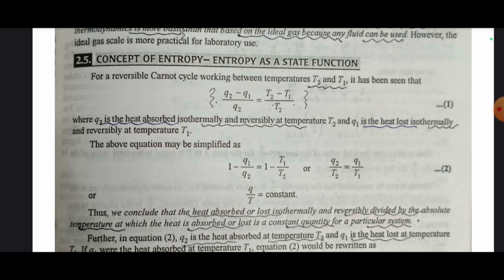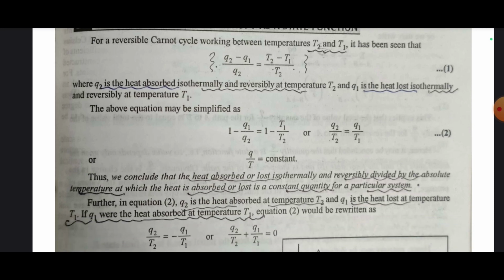2.5 Concept of entropy. Entropy as a state function. For a reversible Carnot cycle working between temperatures T2 and T1, it has been seen that (Q2 minus Q1) by Q2 is equal to (T2 minus T1) by T2, equation 1, where Q2 is the heat absorbed isothermally and reversibly at temperature T2 and Q1 is the heat lost isothermally and reversibly at temperature T1. So the above equation may be simplified as 1 minus Q1 by Q2 is equal to 1 minus T1 by T2, that is Q by T is equal to constant.